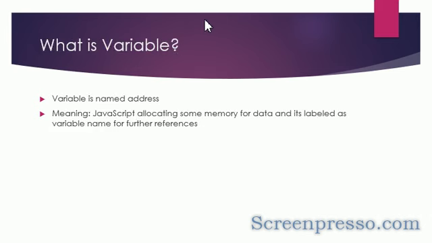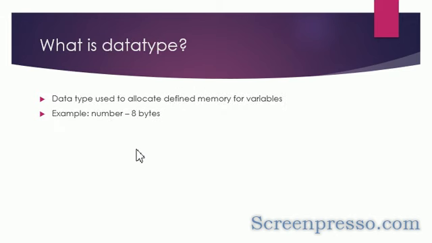What is a variable? A variable is a named address, meaning JavaScript allocates some memory for data and labels it with a variable name for further reference. In a real-life example, if you are residing somewhere, you will have your own door number and also your pin code. This is the identity for accessing you. Likewise, we allocate some memory for some data, and for accessing or denoting that memory, we have a label called a variable. I hope you understand.